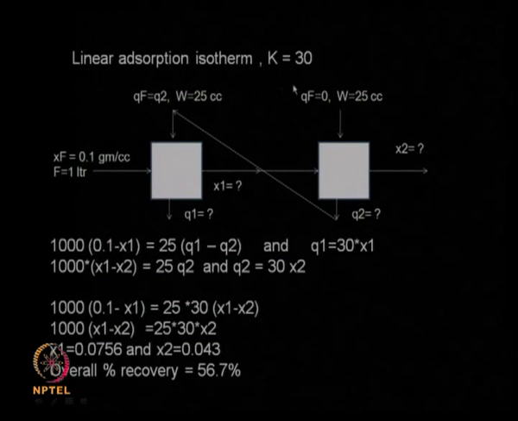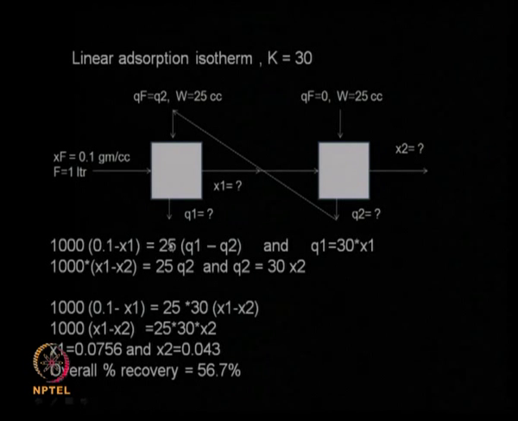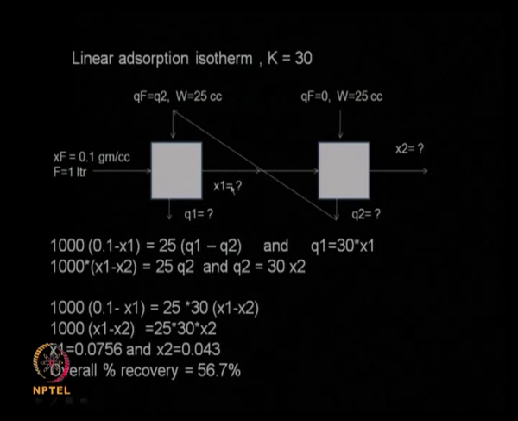Okay, so this is slightly tricky, let us look at stage 1 and do a mass balance. So 1000 cc, that is 1 liter, what is entering through the solution is 0.1, what is leaving is x1, so 0.1 minus x1, this is equal to 25, the quantity of adsorbent you are adding in terms of volume, times Q1 minus Q2. Q2 is the concentration of the solute entering because of the adsorbent, and Q1 is the concentration of the solute leaving the stage with the adsorbent. And of course Q1 and x1 are related by the linear adsorption isotherm equation, Q1 equal to 30 into x1.